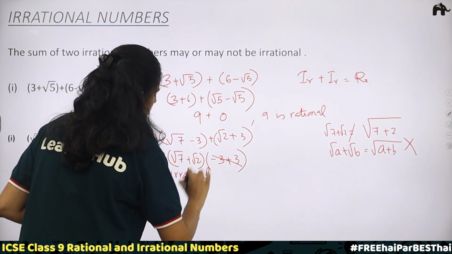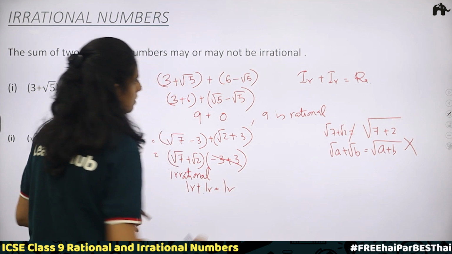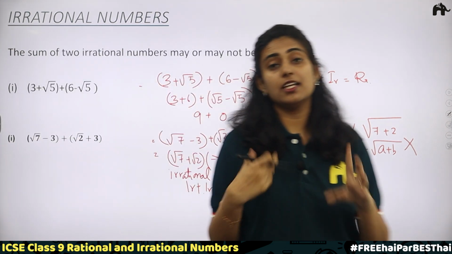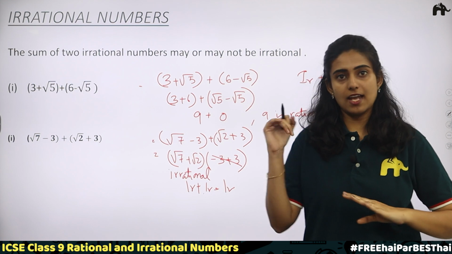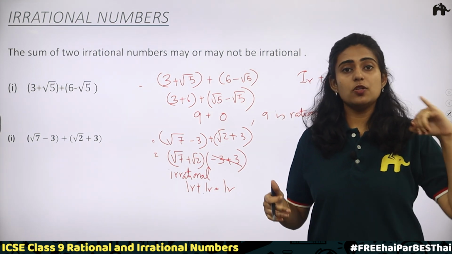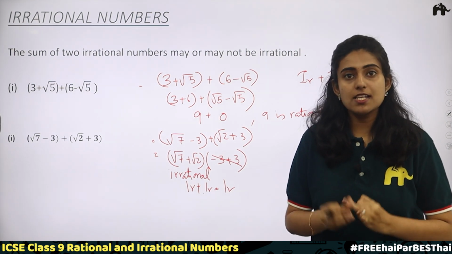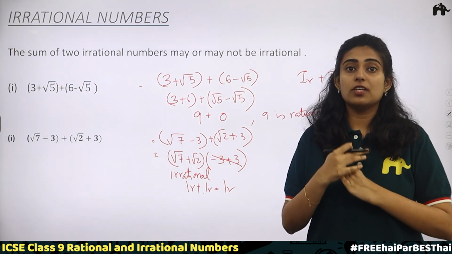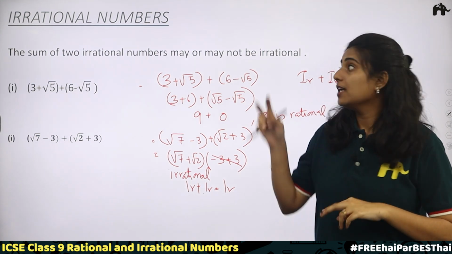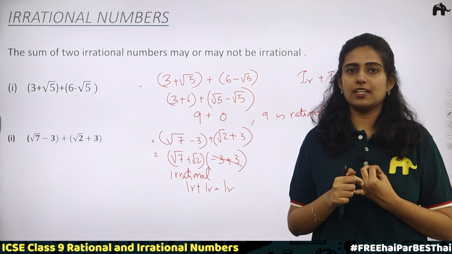So I am adding irrational plus irrational, and you are again getting an irrational number. So the sum of two irrational numbers can be either an irrational number or a rational number. When you add two rational numbers, you get a rational number. When a rational number is added to an irrational number, you get an irrational number. When two irrational numbers are added, you can get either a rational number or an irrational number.